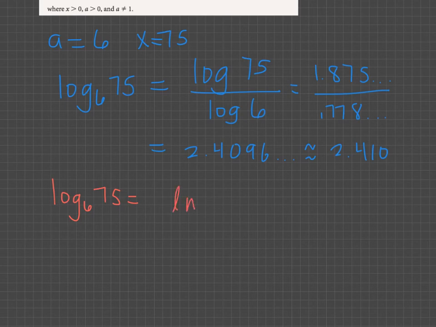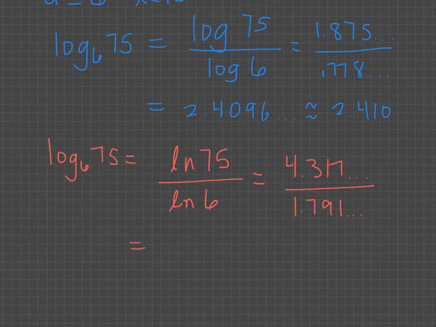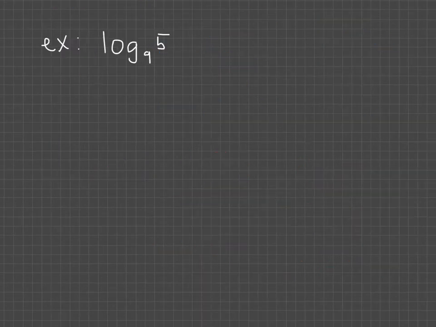Now what if we had used natural log instead? So natural log of x, which is 75, over natural log of a, which is 6. Again, we can plug both of those into our calculator. Natural log 75, we get 4.317, non-terminating, over natural log 6, which is 1.791. And we plug that quotient into the calculator, we end up with the same result, 2.4096, continuing, approximately 2.410.